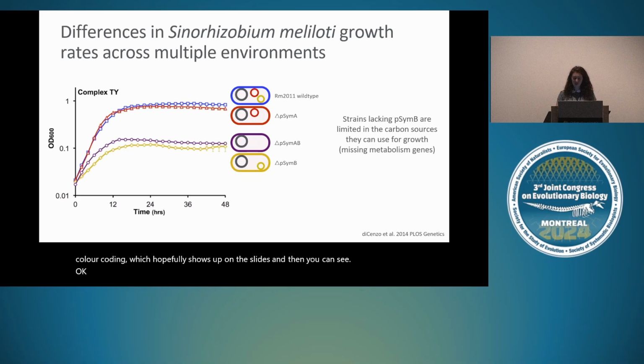Okay, so in previous work, these 4 strains were grown in a TY media to see how having these extra replicons could matter. And you'll notice that the 2 strains without PSEM-B are limited in their growth in TY media. And we know that this is because these strains are limited in the different carbon sources they can use for growth. We think because it's missing that PSEM-B plasmid, which has these diverse metabolism genes. So they don't grow as fast and they don't grow to as high density in TY.